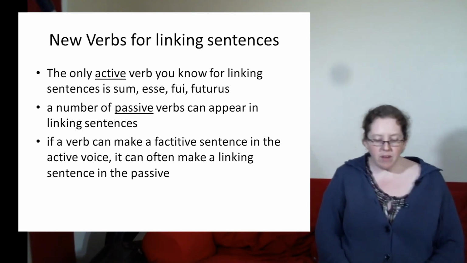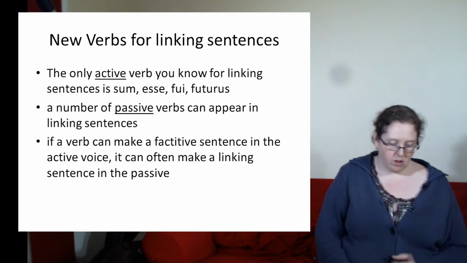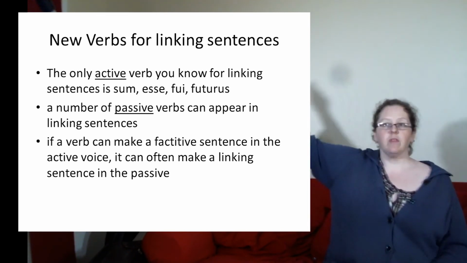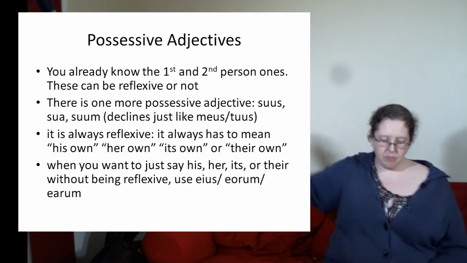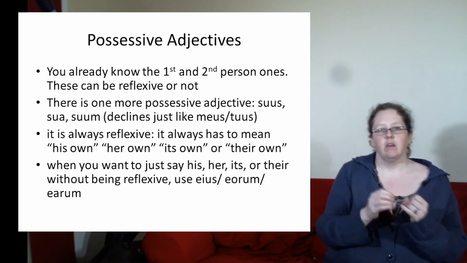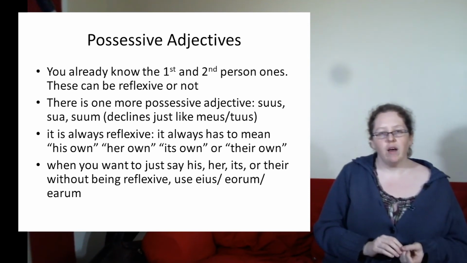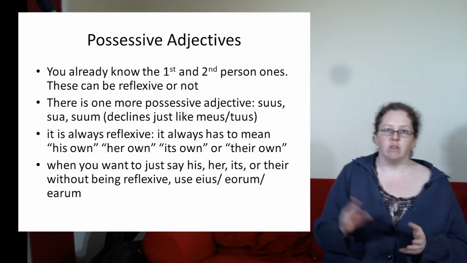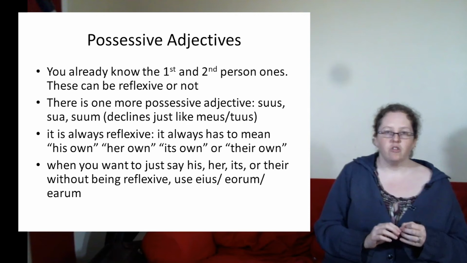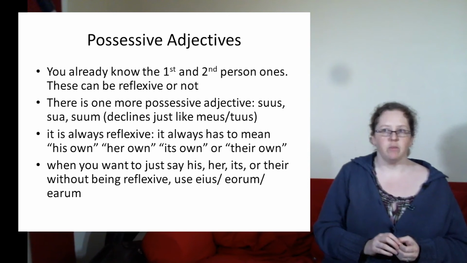We do have a couple of other things to cover before I finish up this lecture though, and those things are possessive adjectives and a new kind of ablative. So here is our slide for possessive adjectives. You already know the first and second person ones. Meus, mea, meum, which means my. Tuus, tua, tuum, which means your in the singular. Noster, nostra, nostrum, which means our. And vester, vestra, vestrum, which means your plural.